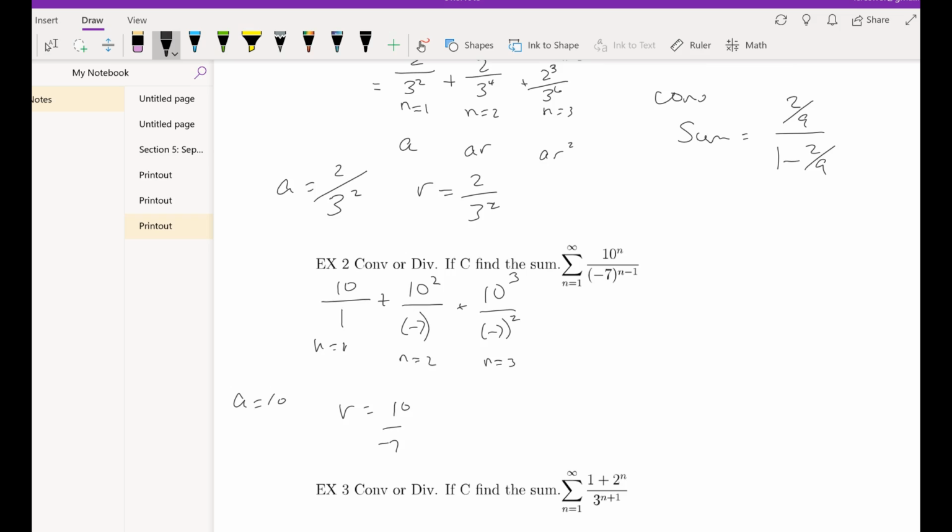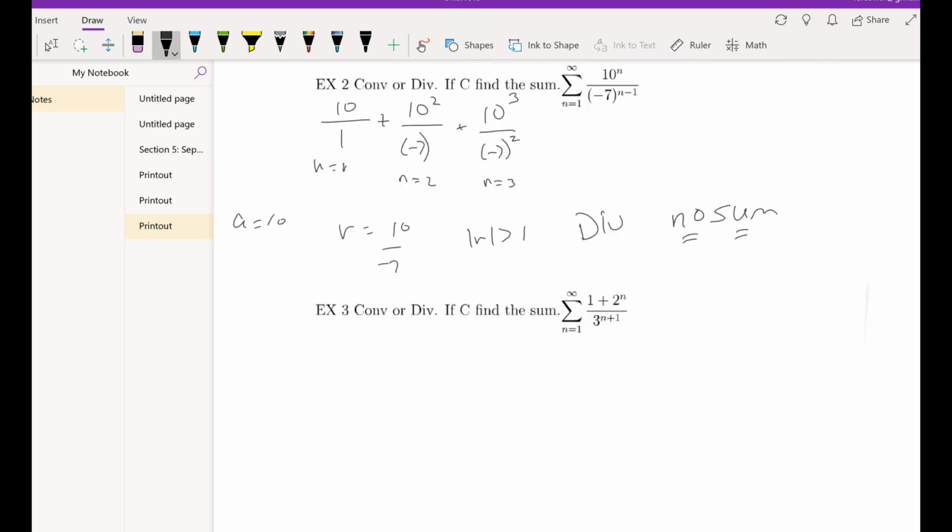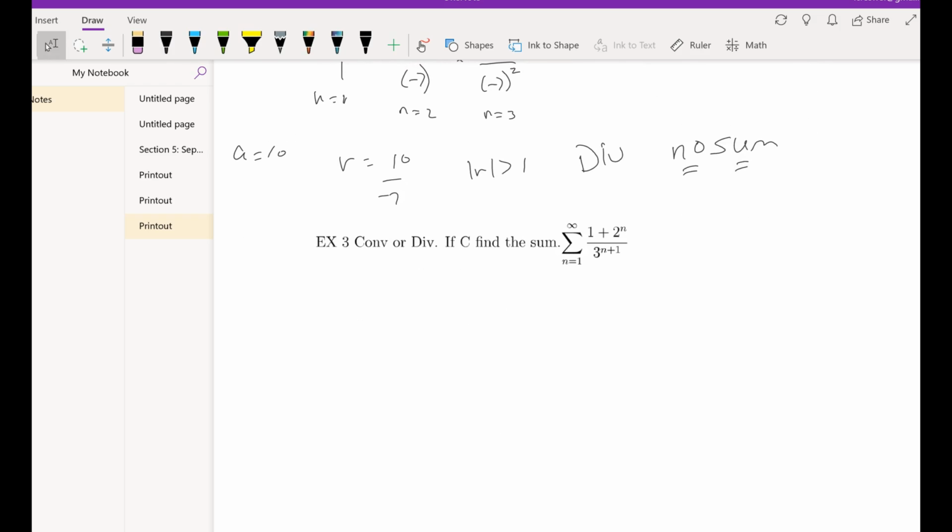Since the absolute value of r is greater than 1, this diverges, and there's no sum if it diverges. That means it adds up to infinity. You must split up around addition or subtraction in a sum, so you really have two separate sums going on. You need to find the a and the r for both of them individually.